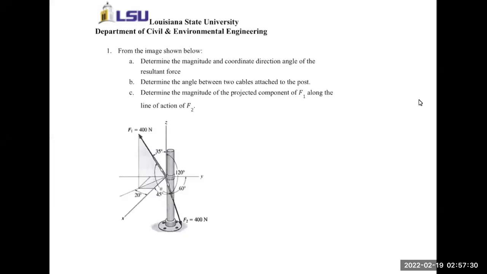Okay, so the first problem is a 2D vector, resultant force, and dot product problem. I separate it into three parts, because that's typically the way he will ask you in a free response problem. The problem says: from the image below, part A, determine the magnitude and the coordinate direction angle of the resultant force. First, we can tell that this is not a position vector problem. It's a coordinate direction angle problem.